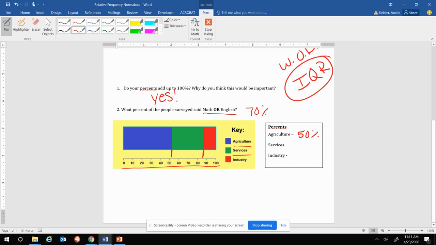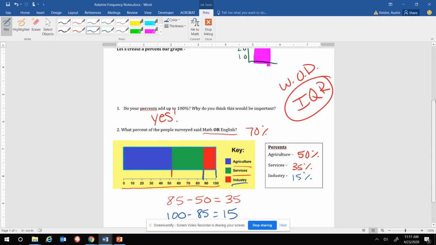So I can't just put 85% for services. I've got to actually subtract those. So 85 minus 50 gives me 35. So services is 35%. And then last but not least is industry over here. It goes from 85 to 100. Again, we're not going to put 100%. We're going to have to subtract to figure out those percents, and I get 15%. Now, a quick way to double check, we could always add those up, and we would get 100 in this case.